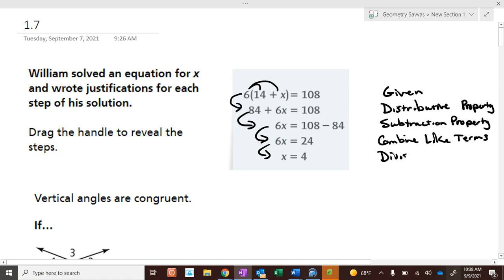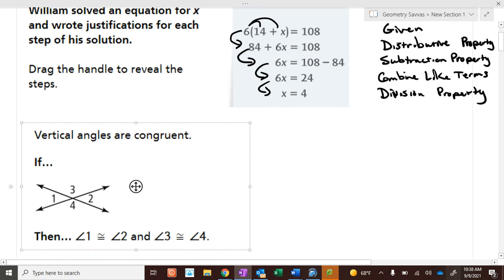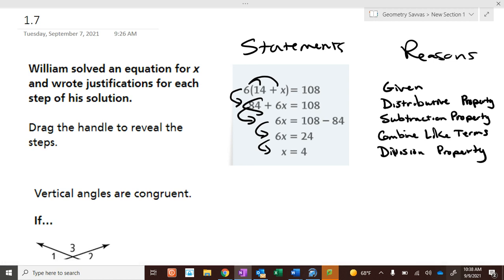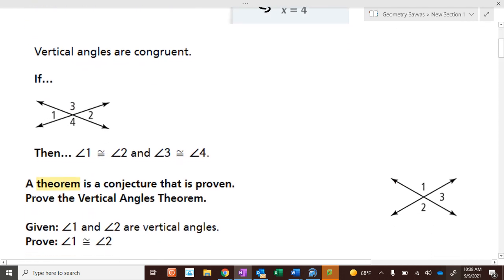Division property. Okay? So, this is our statements column. And our reasons column. This is what we call a 2-column proof. So that's one for algebra. Let's look at one for geometry.